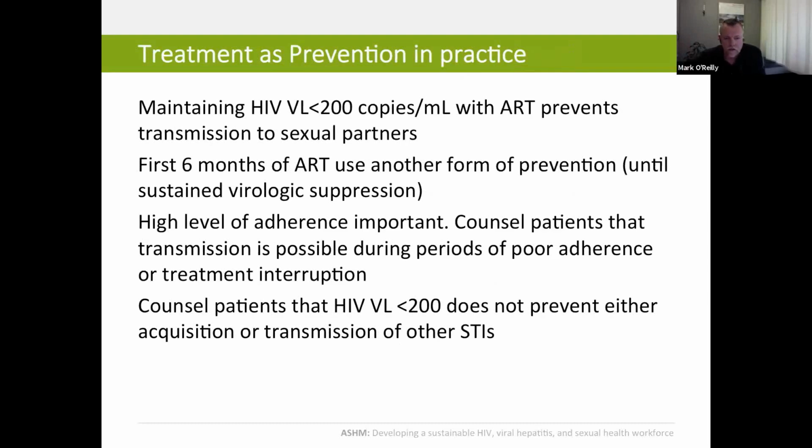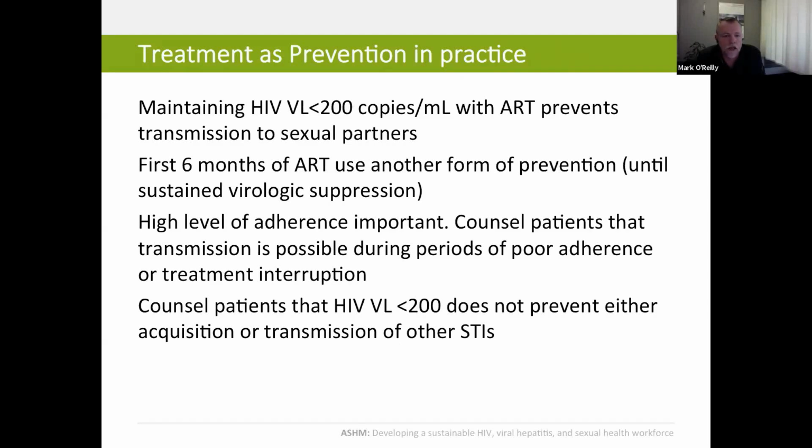So maintaining HIV viral load less than 200 copies per mil with antiretroviral therapy, we think prevents transmission to sexual partners. We want that individual to have been suppressed on their ART for at least 6 months and to use another form of HIV transmission prevention. And of critical importance, obviously, is adherence, if one is going to rely upon an undetectable viral load as their mode of HIV transmission prevention.